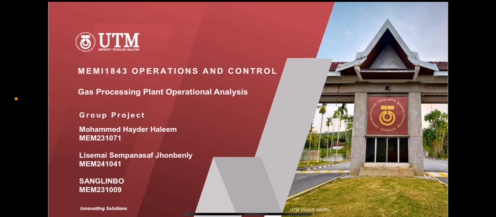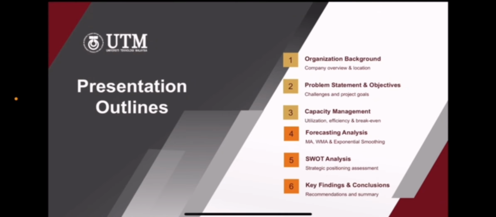and decision making. Today's presentation covers the orientation, background, problem statement, and objectives, capital management, forecasting analysis, SWOT analysis, and the key conclusion delivery from the study. Here are the presentation outlines.